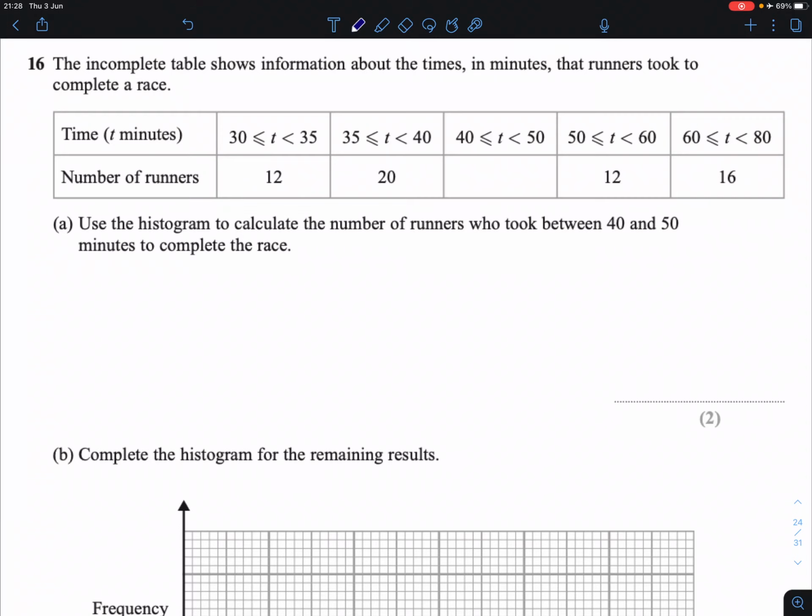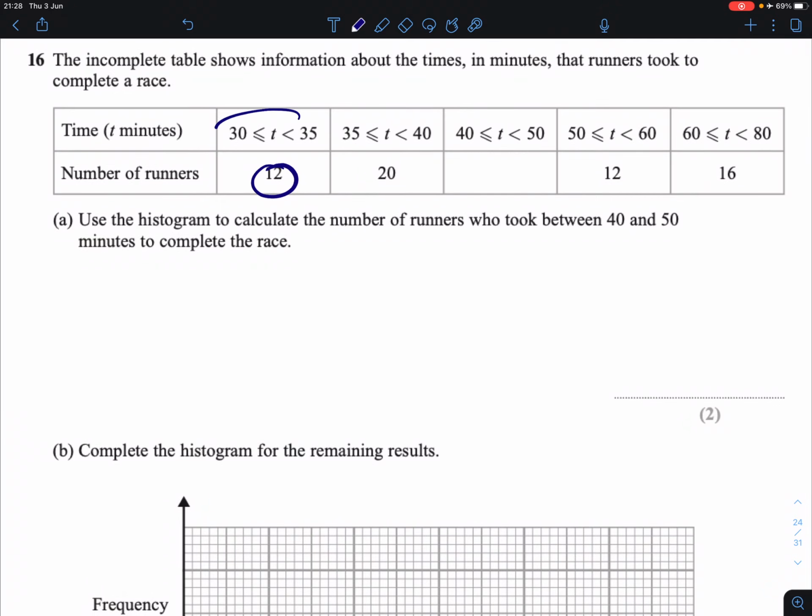Question 16. The incomplete table shows information about the times, in minutes, that runners took to complete a race. So 12 runners took between 30 and 35 minutes, 20 runners took between 35 and 40 minutes, an unknown amount took between 40 and 50, and so on and so forth. Use the histogram to calculate the number of runners who took between 40 and 50 minutes to complete the race. So this value here is what we're looking to figure out for the answer to part A.